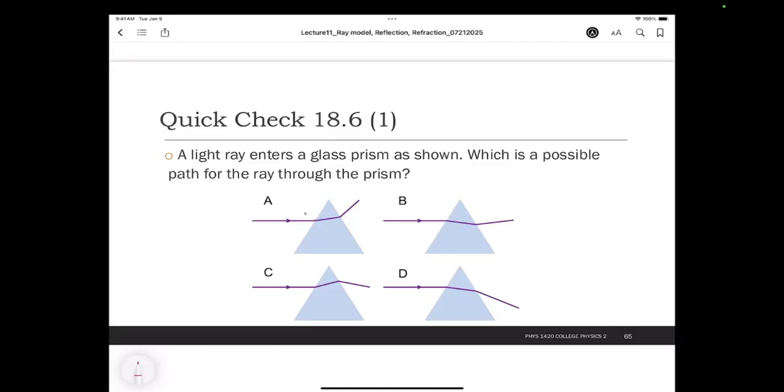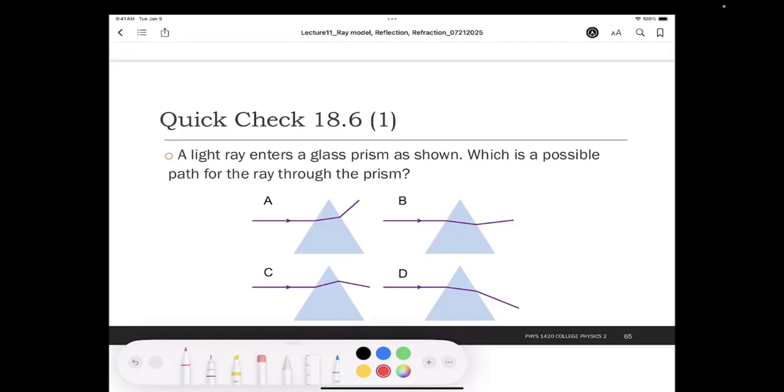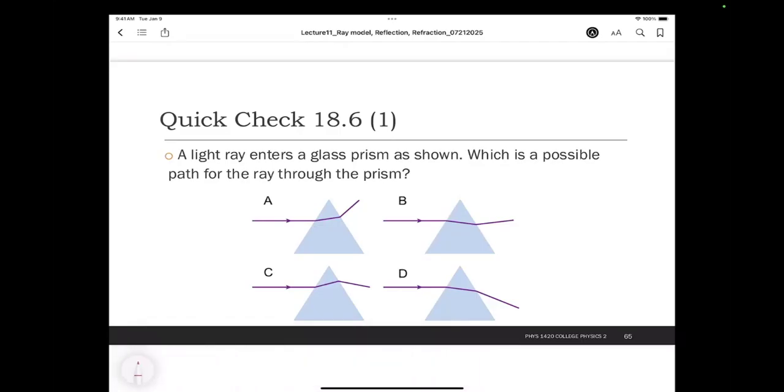Let me make it clear. On this path the angle becomes bigger, which means the index of refraction becomes smaller. So this is not right.